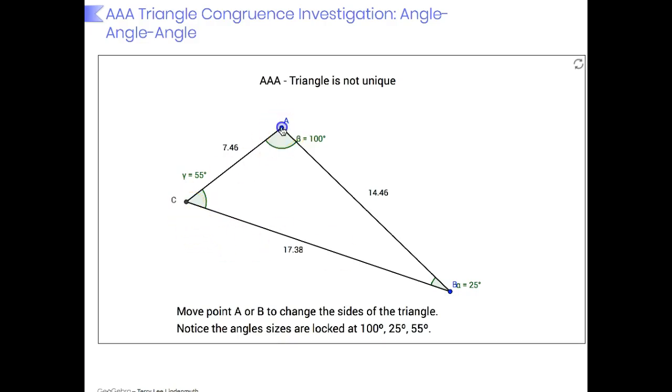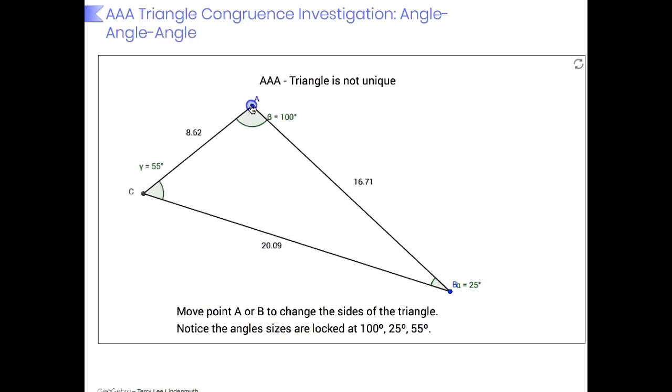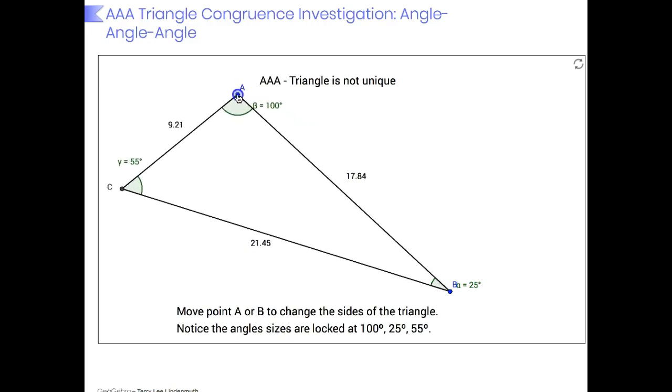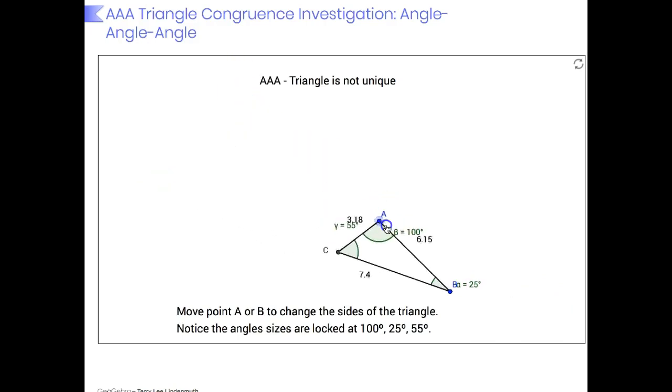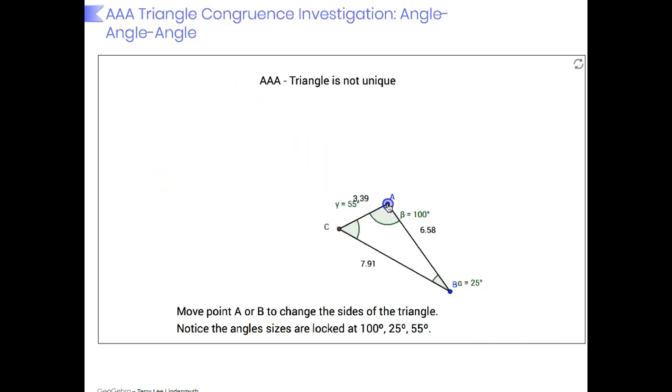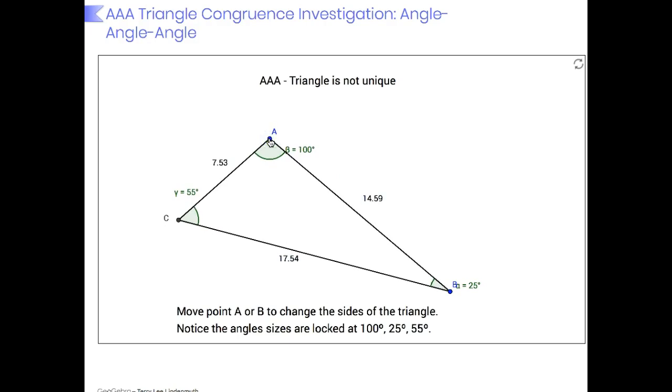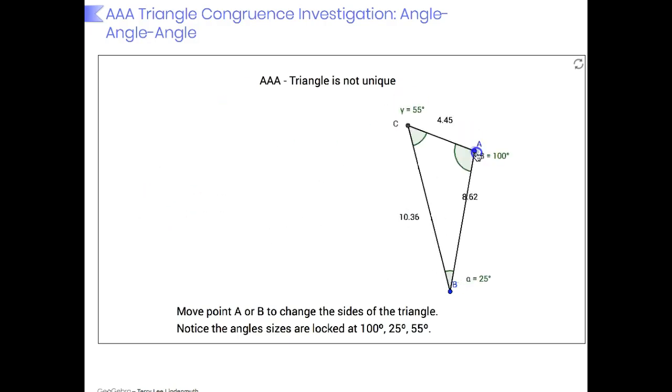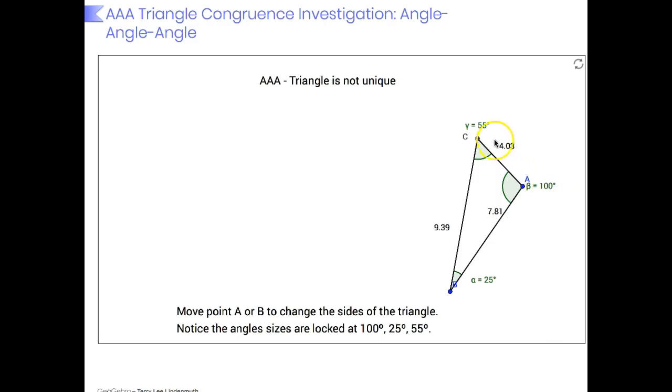And notice what happens if I increase the size of the triangle, all of the sides are changing. But notice that all of the angles are staying the same, 100, 55, 25. And I can bring it really, really small, and I still have 100 and 55 and 25, and I can make it larger, and it's still 100, 55, 25, and I can even make it bigger, and I still have 100, 55, 25. So the angle requirements are all set, angle, angle, angle.